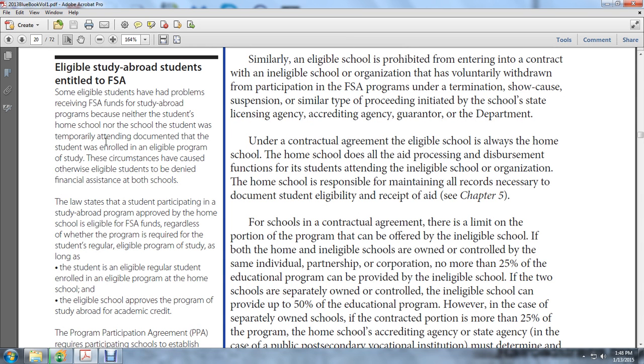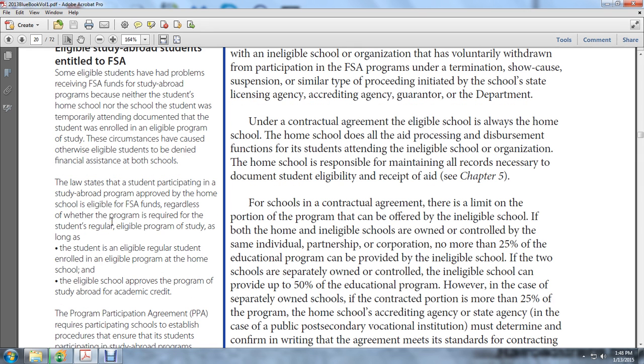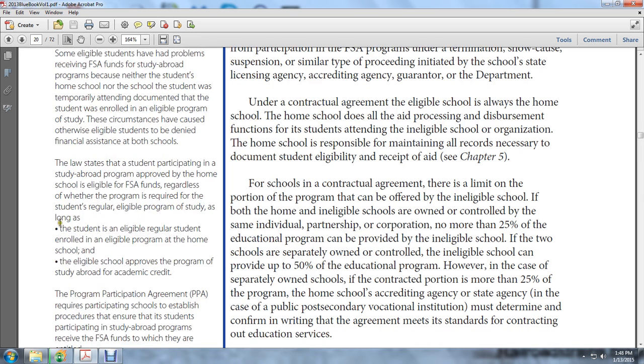The law states that participation in a study abroad program approved by the home school is eligible for federal student aid, regardless of whether the program is required by the student's regular eligible program of study, as long as the student is a regular student enrolled in an eligible program at the home school and the home school approves the study abroad program for academic credit.